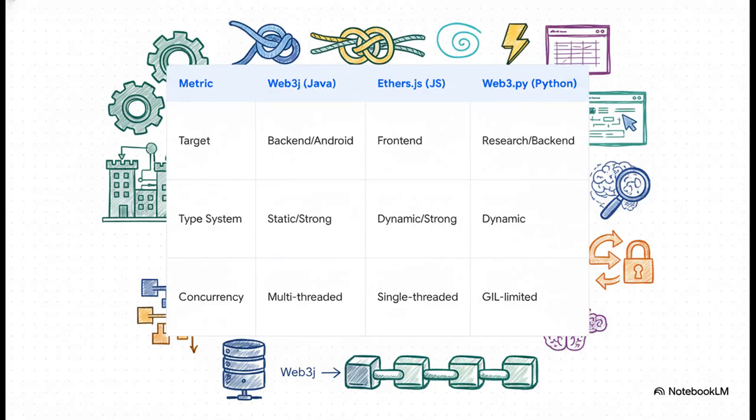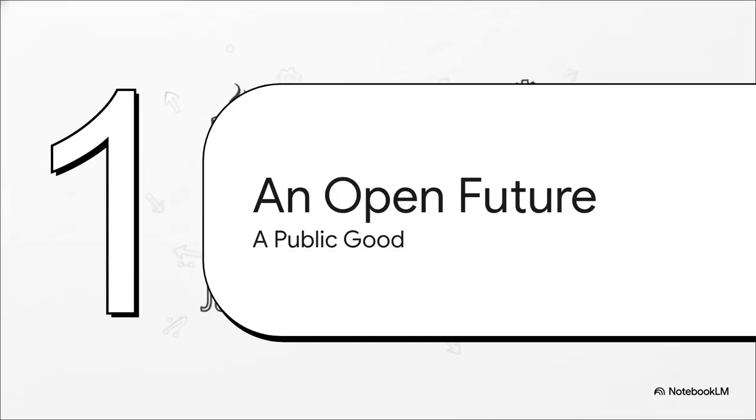So where does Web3j fit in the wider world of Web3 tools? This table lays it out perfectly. While you have JavaScript libraries like Ethers.js that totally dominate front-end web stuff, and Python's Web3py is really popular in research, Web3j has its own absolutely vital role. Its strengths, that strong static type system and true multi-threading, make it the undisputed champ for building high-performance, secure, enterprise backends. But the story of Web3j doesn't stop there.